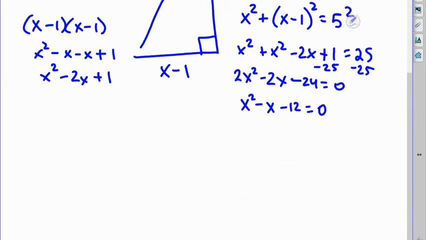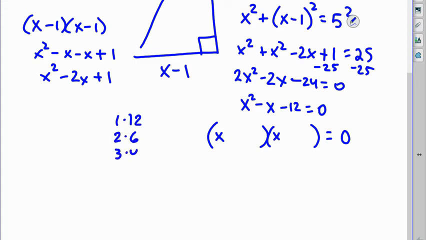Now I just want to factor. All of the problems in this textbook will be factorable. And so what times what makes an x squared? X times x. 12 can be 1 times 12, 2 times 6, or 3 times 4. But which one, when the signs are different, gives a difference of -1? So this one here, when you subtract the 3 and the 4, you get a -1. So I will put the 3 here and the 4 here.